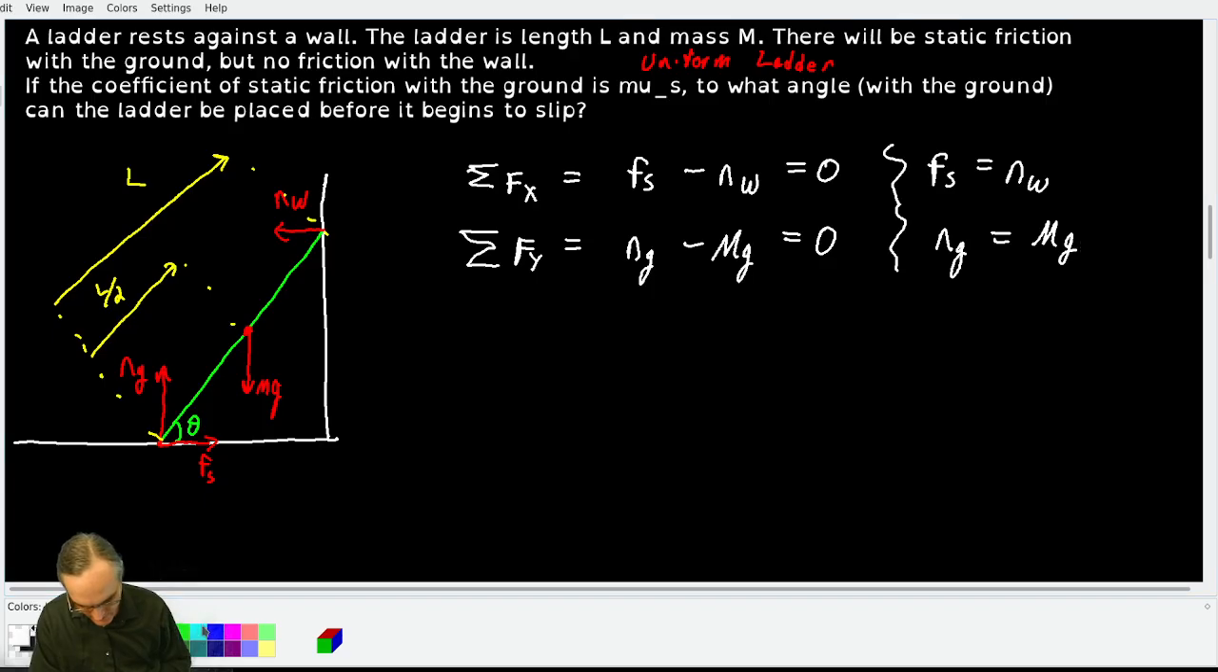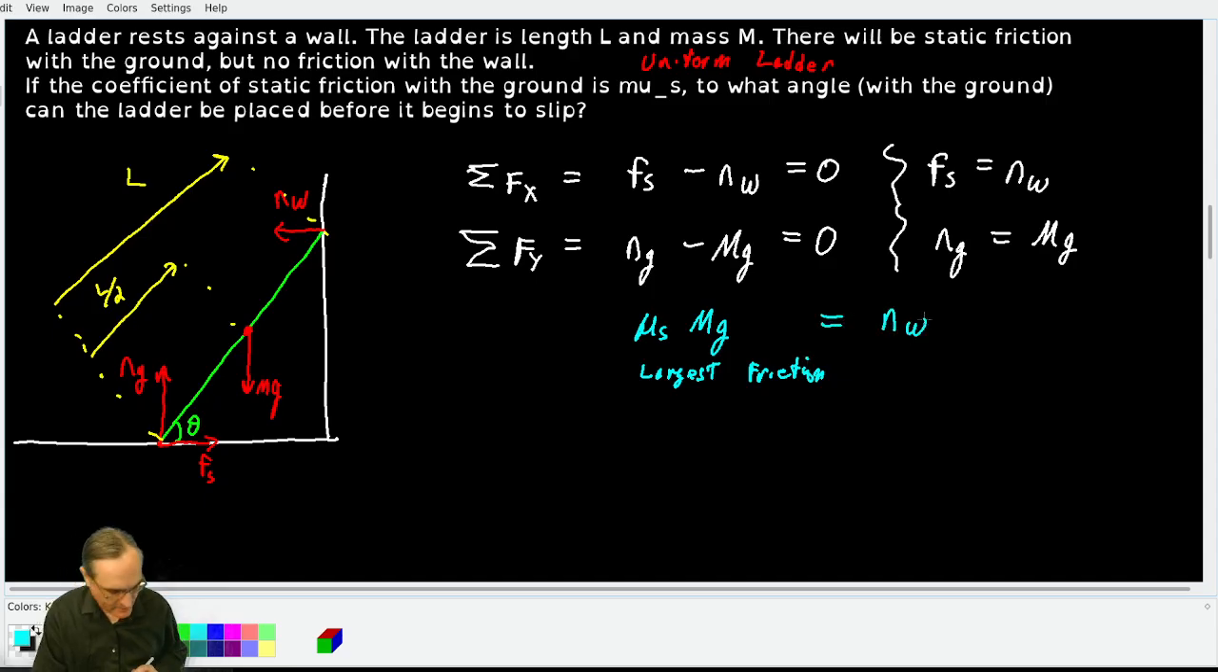Okay, those together give us an interesting condition. They mean that mu sub s times mg, that's the largest friction can get, must be equal to the normal with the wall. That's all great. It seems like we've solved everything, except we haven't found the one thing we want. What angle can we twist this whole thing to before it comes falling down on us?